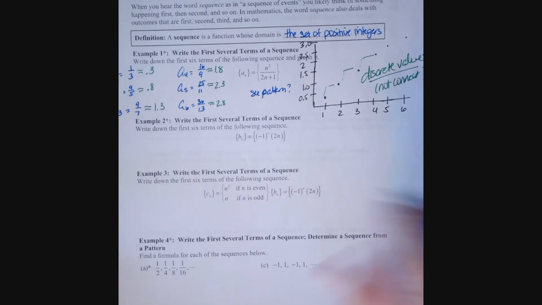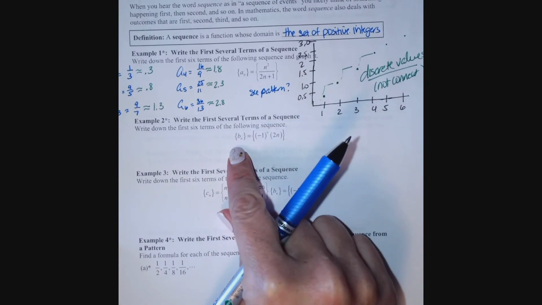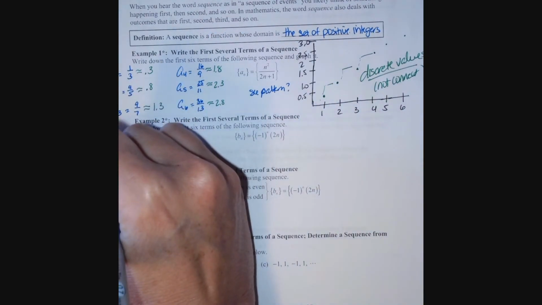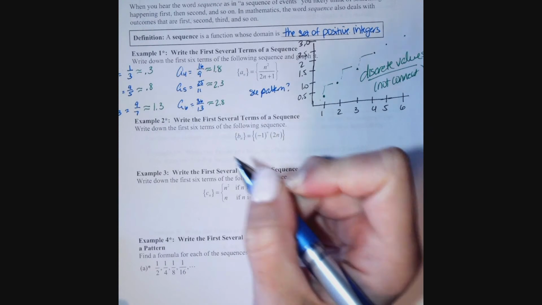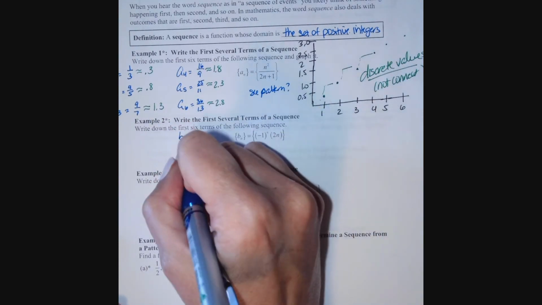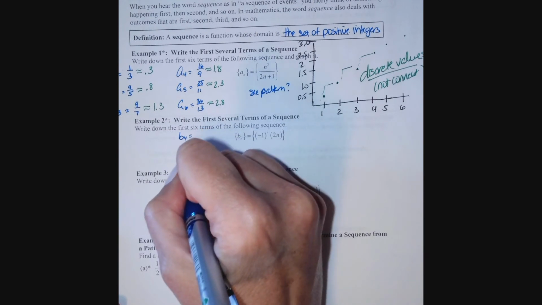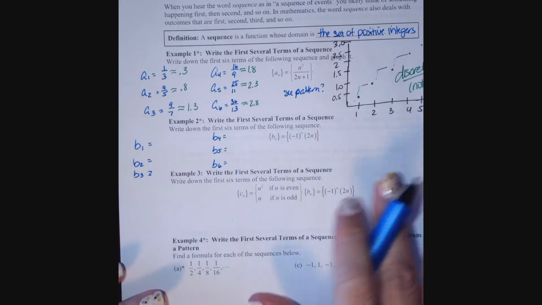So let's set this up. Now instead of A sub n, we have B sub n. So let's do B as our general term. So we have B sub 1, B sub 2, B sub 3. Can I squish that in? I think I can. B sub 4, B sub 5, and B sub 6. We're asked to find the first 6 terms. There we go. Now you can see.